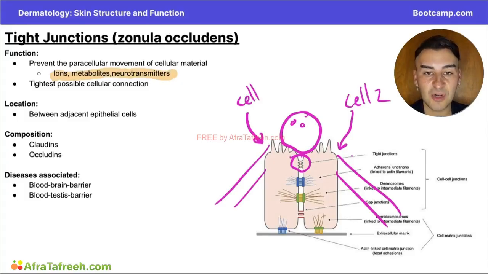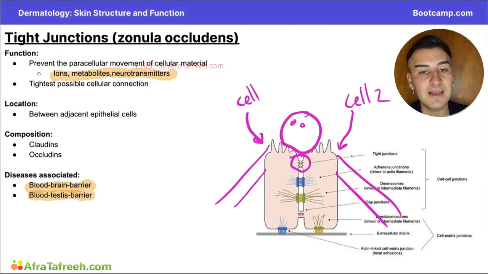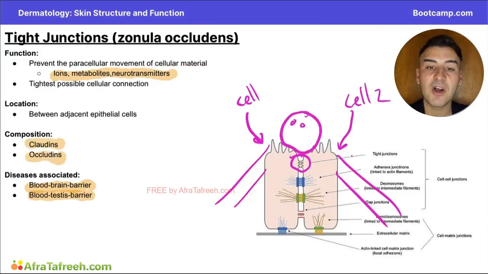Now, these are so tight that they are very useful in places like the blood-brain barrier and the blood-testes barrier, where we need to prevent paracellular transit. Super important to be aware of this on test day. Now, these tight junctions are going to be made of claudins and occludins. These are hot words to know when talking about tight junctions.